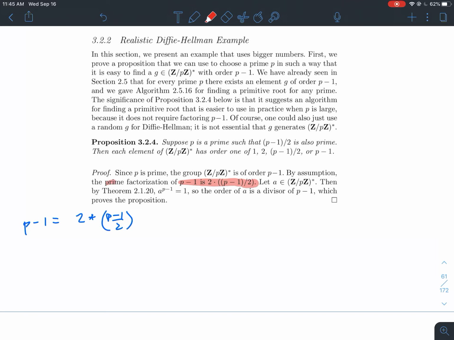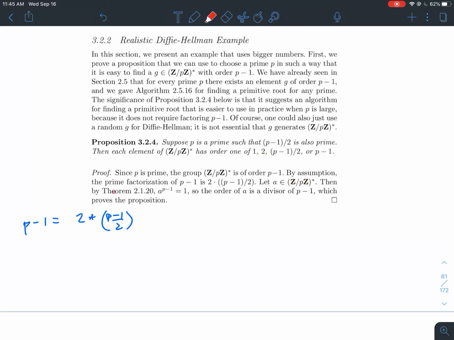p minus 1 has a prime factorization of 2 times (p minus 1) over 2. Now let's take any element a in Z mod p Z star. What I want to show you is that the order of a has to be one of these in this list that I've highlighted: 1, 2, (p minus 1) over 2, or p minus 1.